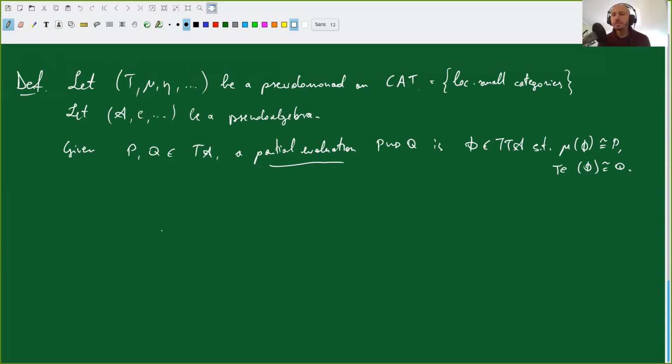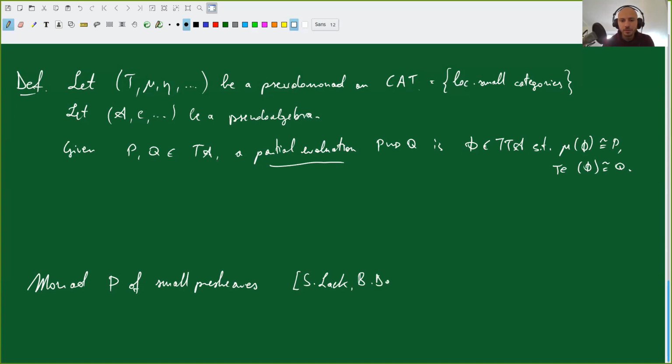Okay, what is the monad of colimits? Well, the free co-completion monad is sometimes called the monad of small presheaves. So I think a reference is this paper, Limits of Small Functors.